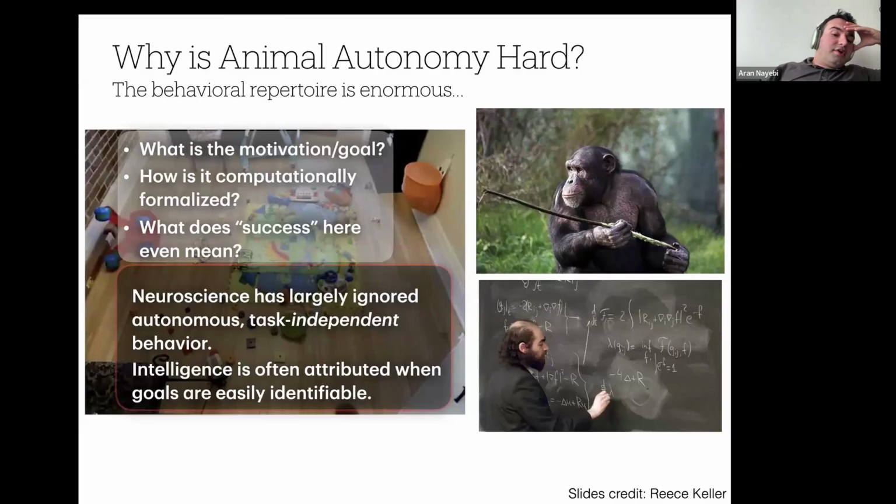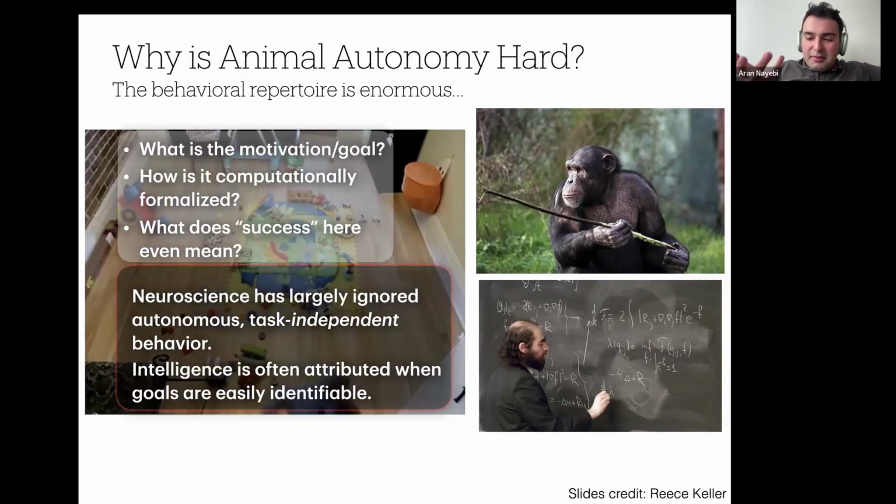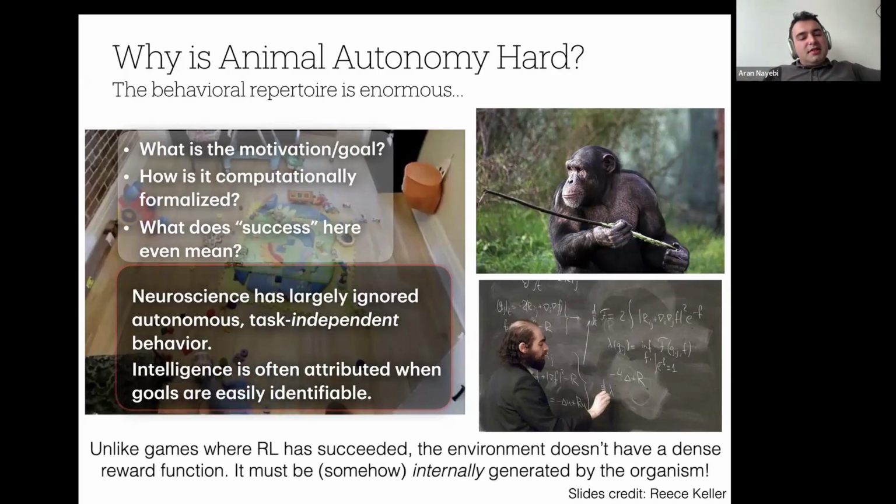And in neuroscience, we've largely ignored autonomous task-independent behavior. Oftentimes, intelligence is attributed when some goals are easily identifiable, right? Like when a mathematician like Grigori Perelman here is doing something, we quantify that and say, wow, that's an intelligent thing. But we often don't ascribe that kind of intelligence to babies. But the reason why it's an intelligence problem is that unlike in games where reinforcement learning has succeeded, like Go and chess, from the work of DeepMind, the environment doesn't have some dense reward function that it gives us, right? We have to set these goals somehow. It's internally generated by the organism.